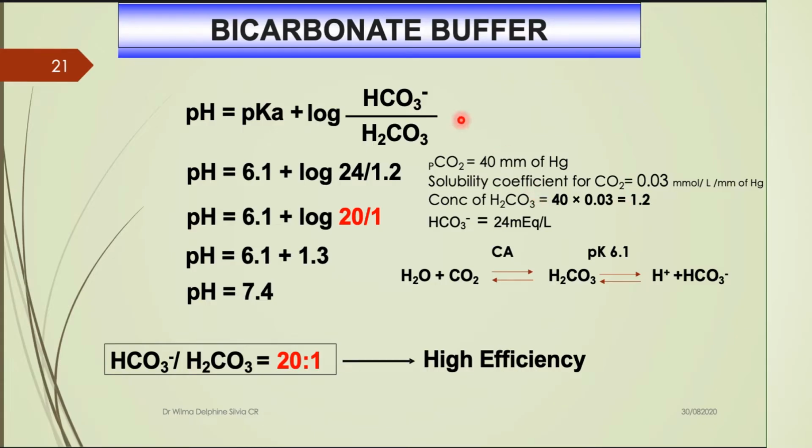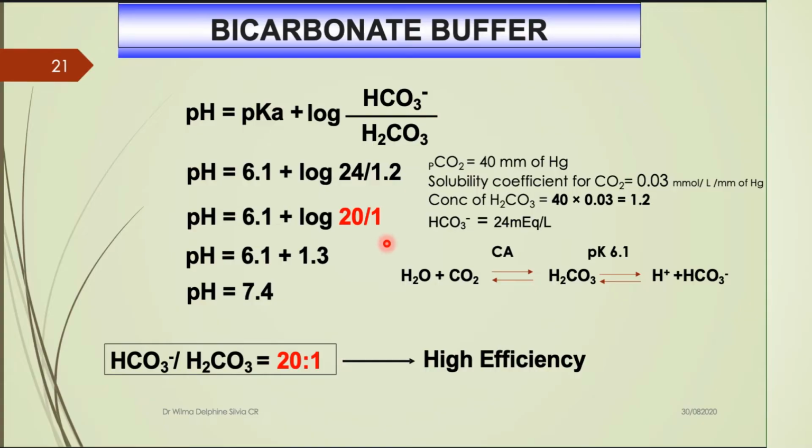So when you substitute carbonic acid value, that is 1.2, and the bicarbonate 24, we get 20 by 1. So the log of 20 is 1.3 and pK of the reaction is 6.1. So the pH of the reaction is 7.4. So this is the normal arterial blood pH, which indicates that at this pH 7.4, the concentration of bicarbonate is 20 times that of the carbonic acid.